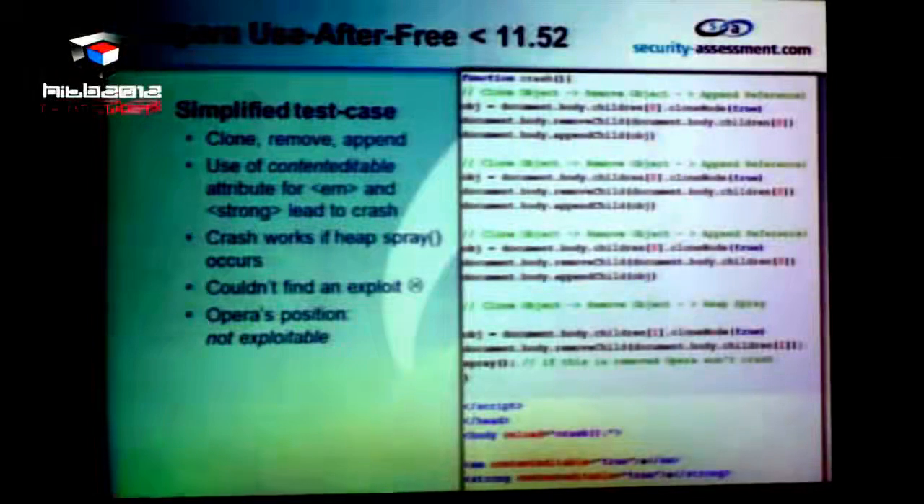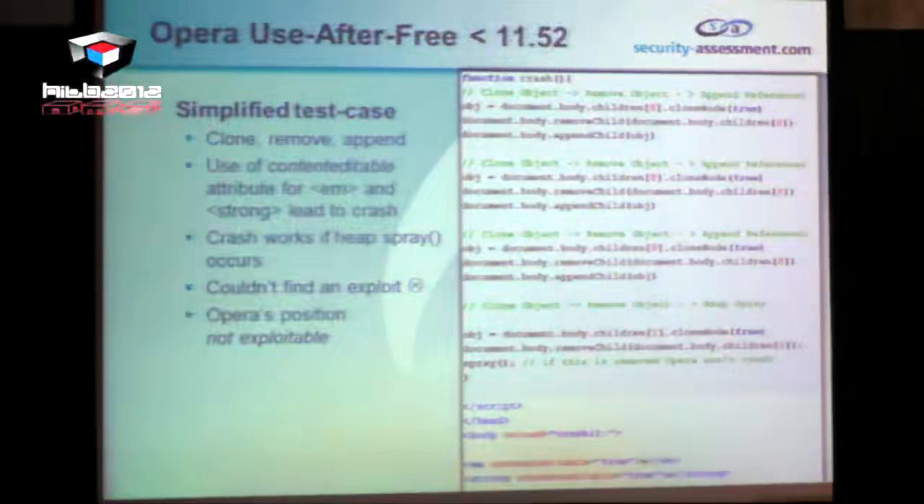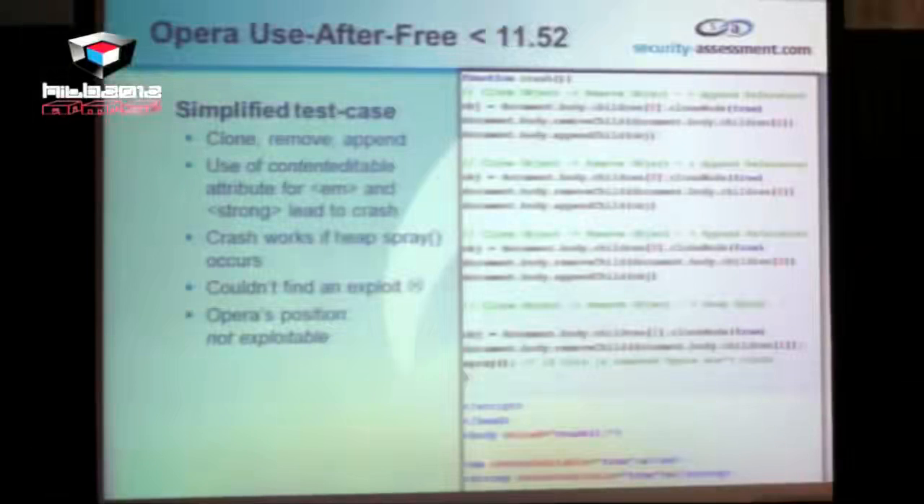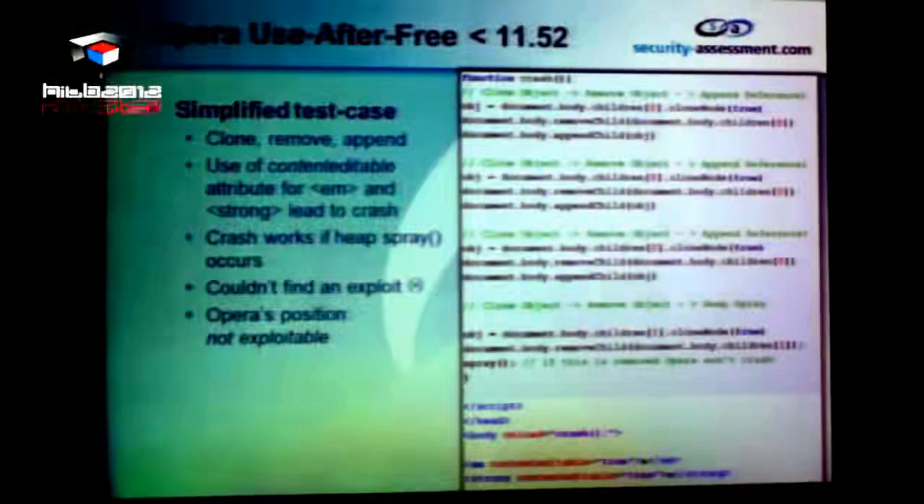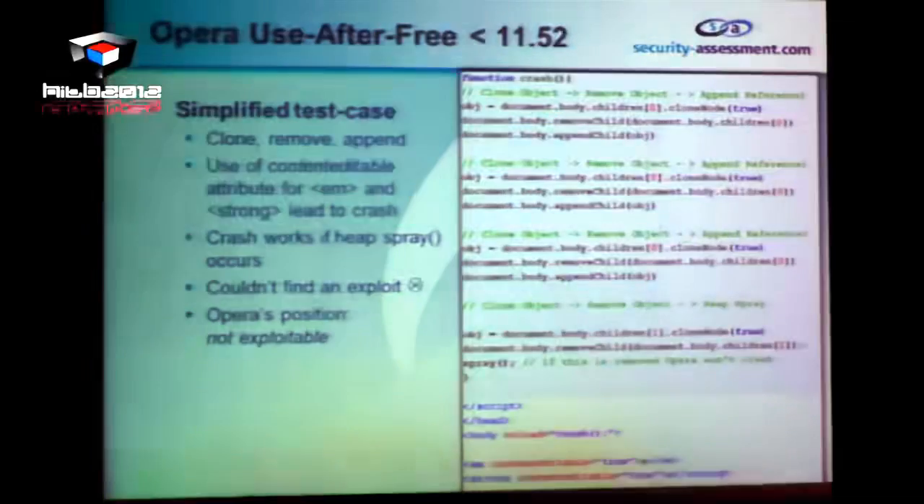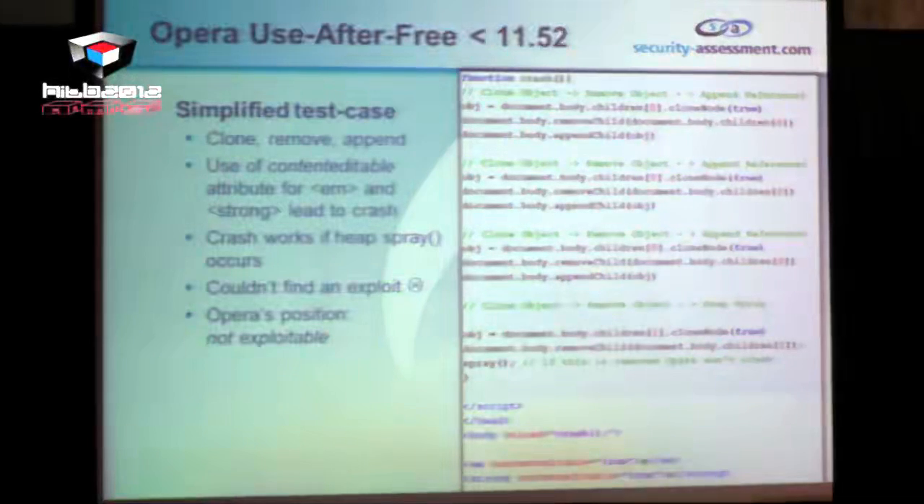Basically, this is a simplified test case. On the bottom, there are only 2 HTML elements. What I'm doing with the JavaScript is basically cloning the object, then removing the object, and then appending a reference. This is done 4 times, on the first HTML element, the EM1. And then I do a heap spray, and that causes the crash. So it's quite an interesting condition. I couldn't find an exploit. I tried to share that with other colleagues, other friends. They couldn't find one either, but it's probably worth mentioning.